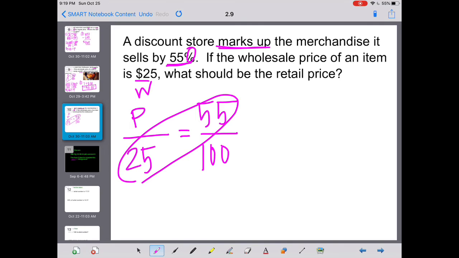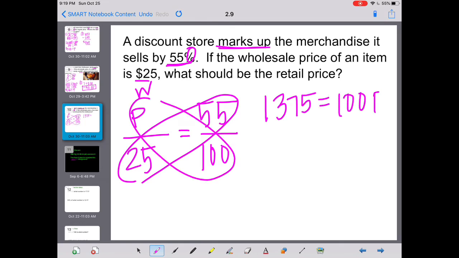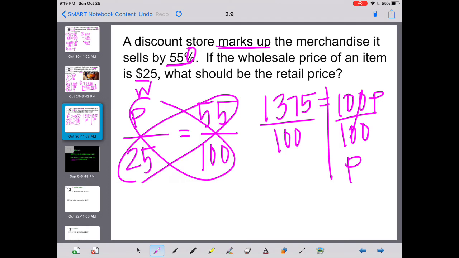And when I cross multiply, 25 times 55 gives me 1,375 equals 100 times p, divided by 100 gives me 13.75. So $13.75 is how much they're going to mark that up.